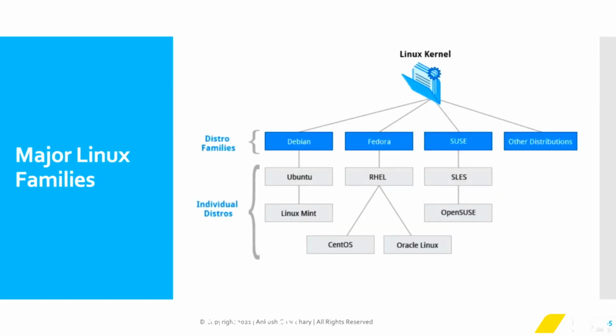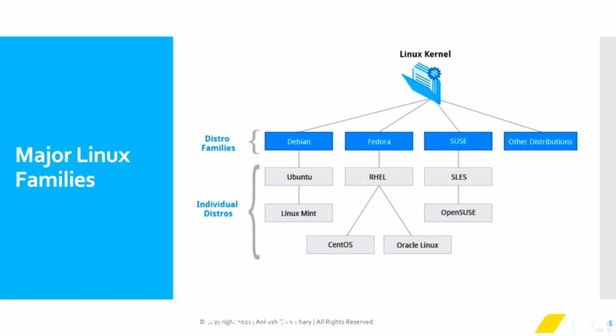Major Linux families. Let's look at the major Linux families which are out there. Majorly there are three families which are very popular: Debian, Fedora, and SUSE. Popular operating systems like Ubuntu and Linux Mint are part of Debian. Other operating systems which are very popular in industry, like Red Hat, CentOS, and Oracle Linux, are part of the Fedora family. You might also have heard of OpenSUSE or SLES. They are part of the SUSE family.